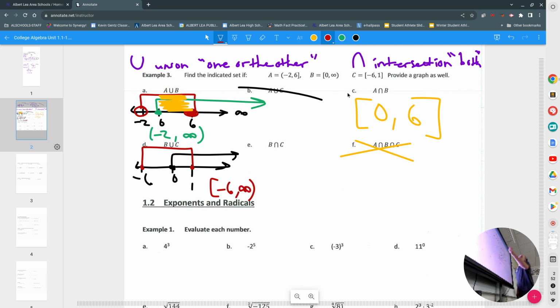But for B intersect C, I'm looking at where they cross over. And you can see that the black graph and the red graph, they cross over right in this area right there. So therefore, my answer is 0, 1. That is my intersection for B intersect C.